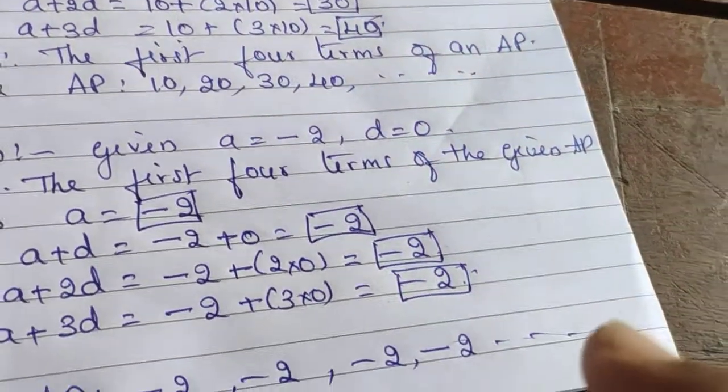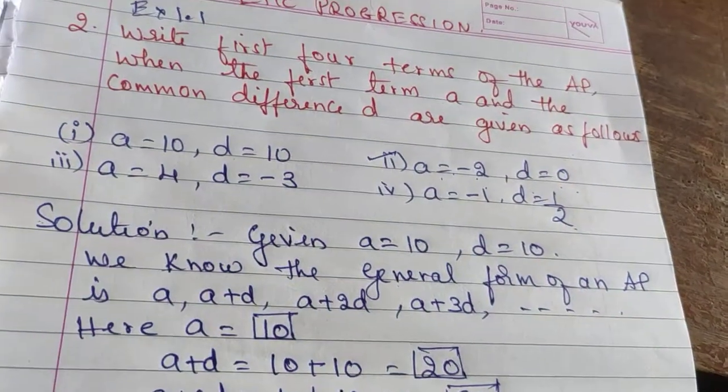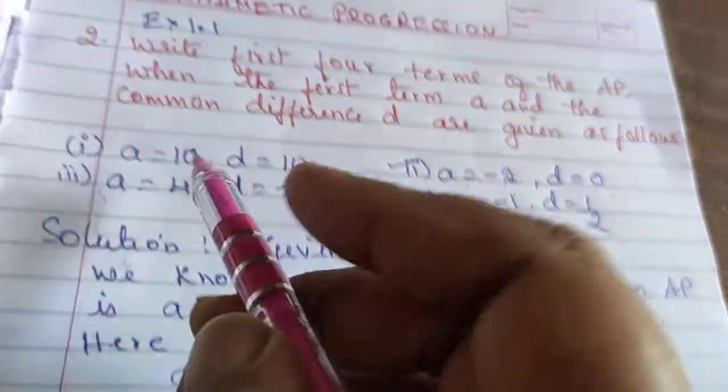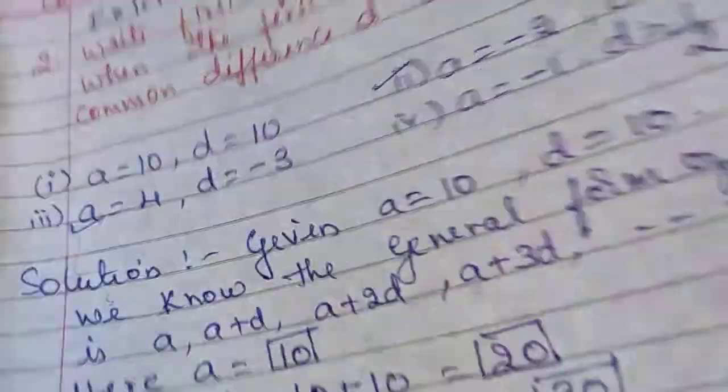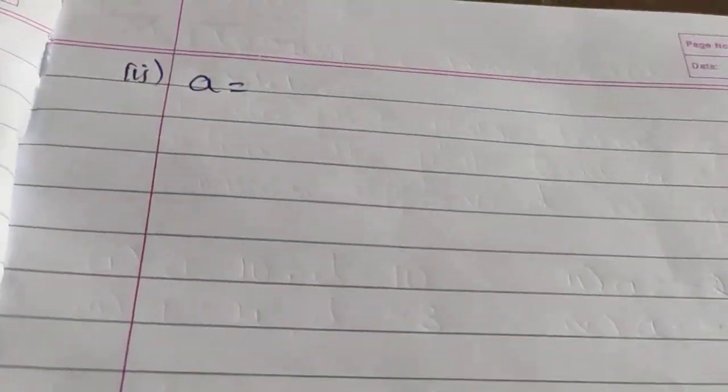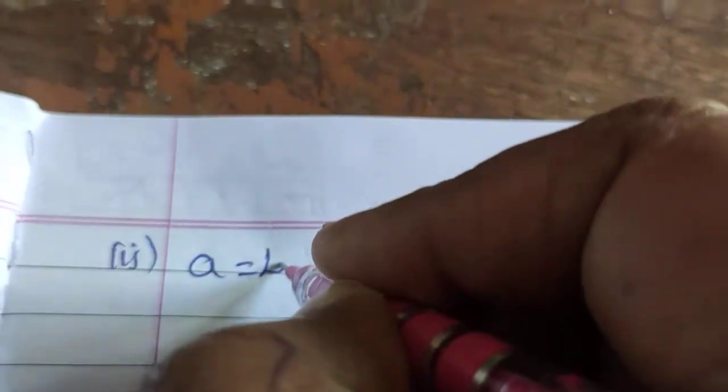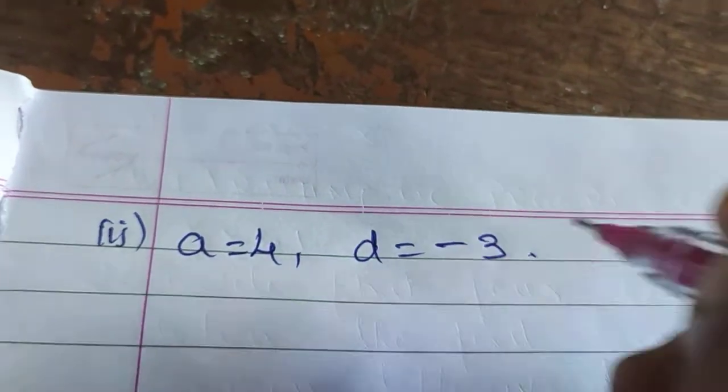So 2 problems we have solved. Now the third one is A is equal to 4 and D is equal to minus 3. Let us solve this. Just a minute, write the question. A is equal to 4 and D is equal to minus 3. This is the question, children.